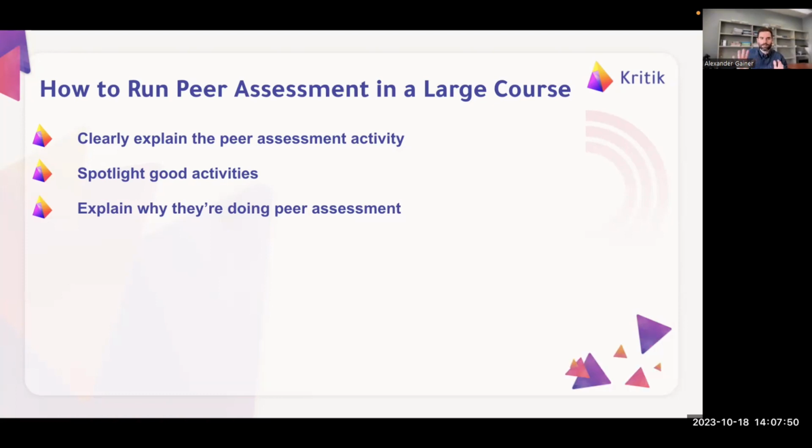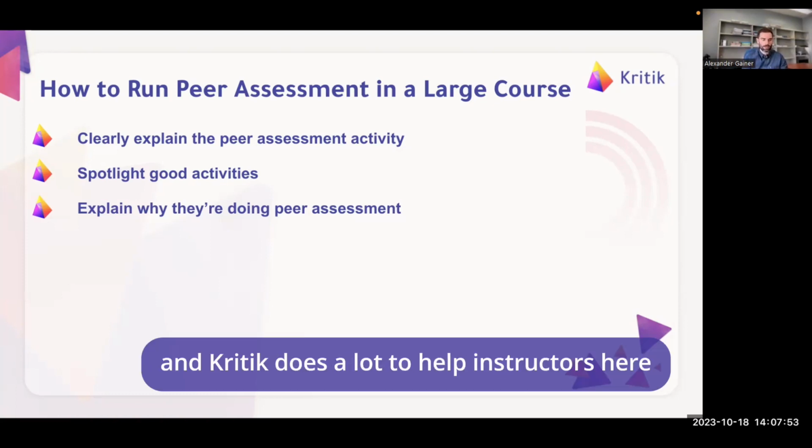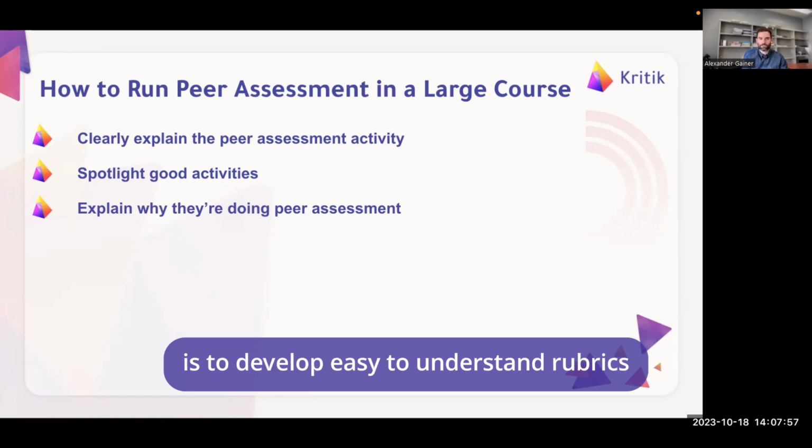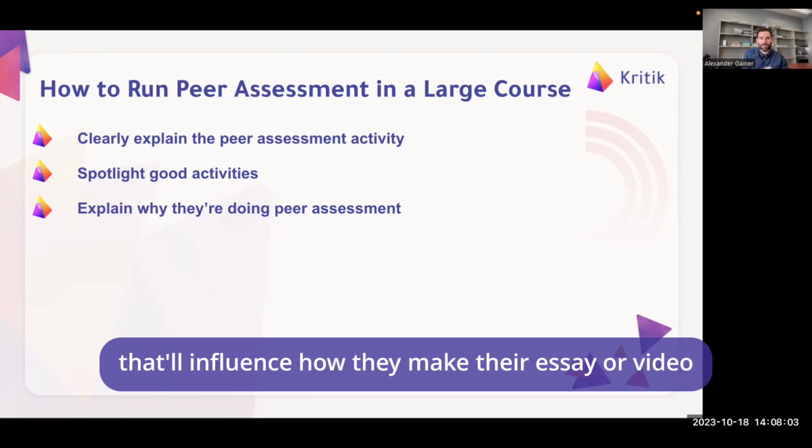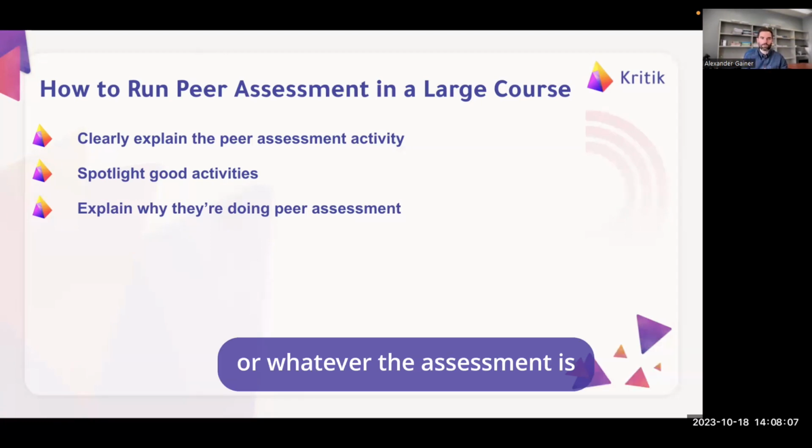The other key thing, and Critic does a lot to help instructors here, is to develop easy to understand rubrics. It's really important that students can easily understand your rubrics, because they're going to use those rubrics. That'll influence how they make their essay or video or whatever the assessment is. And the rubrics are also how students are going to grade their peers.